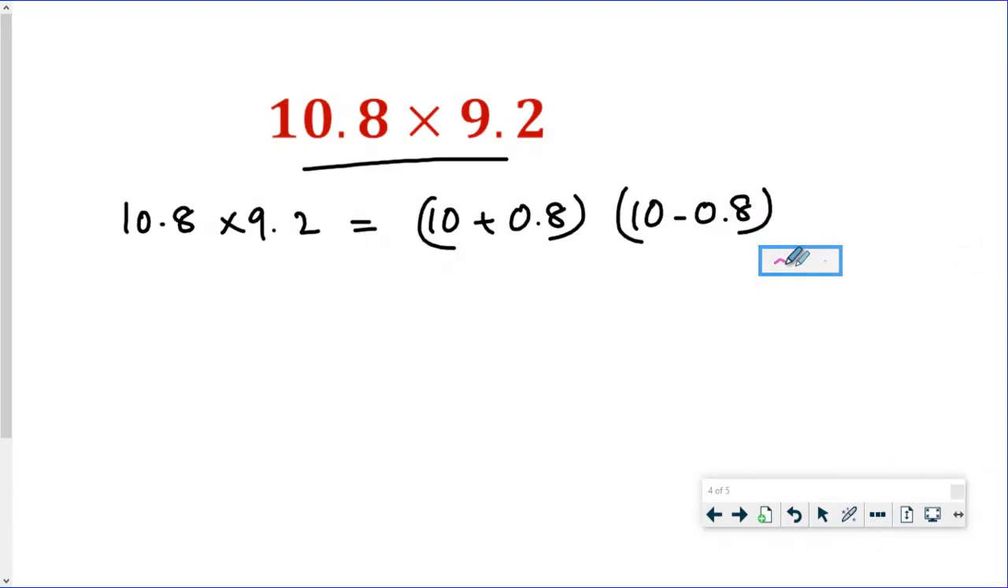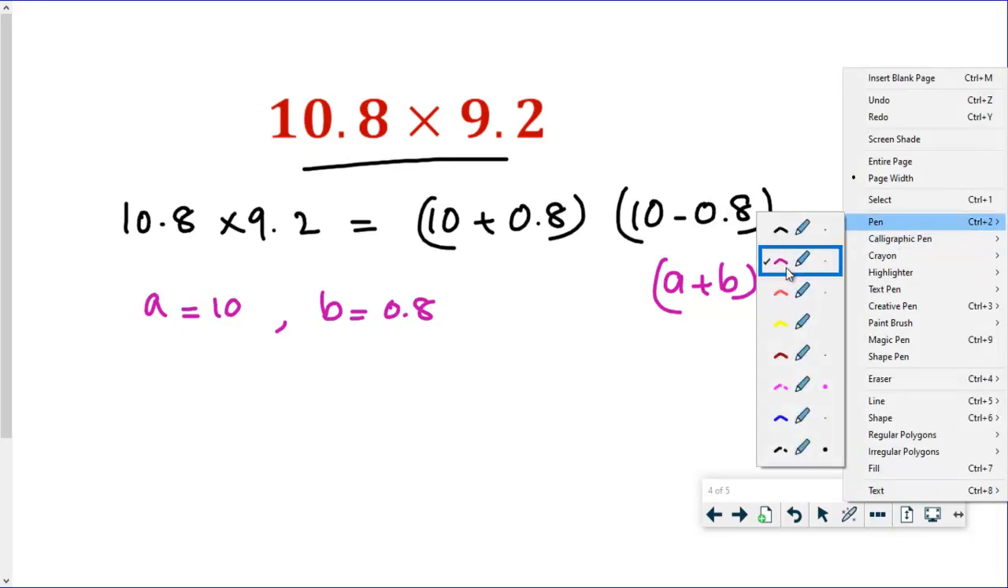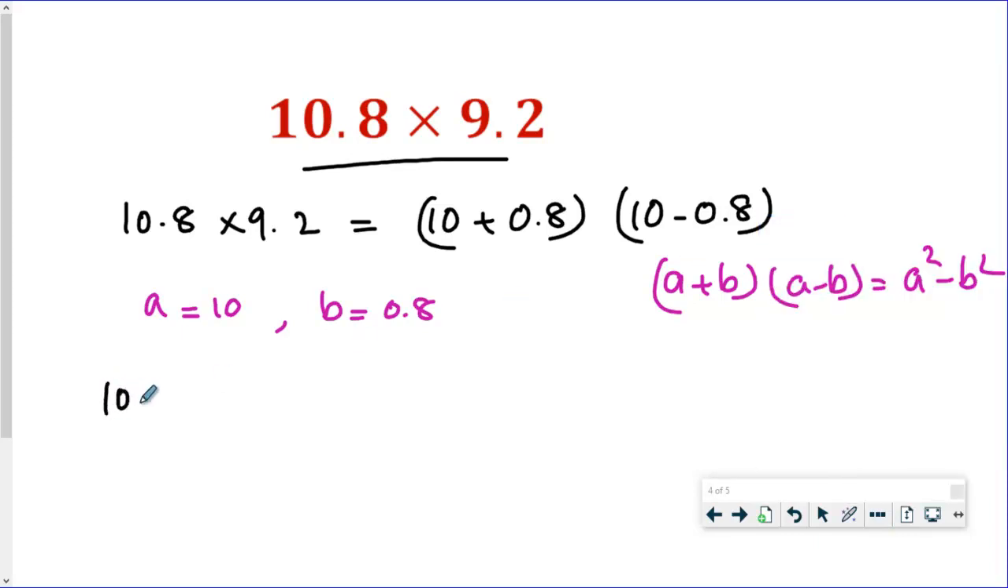So now we can use the identity. The identity is again (a plus b) into (a minus b), that is a square minus b square. Here the value of a is equal to 10 and the value of b is equal to 0.8. So now we can solve this one. Now 10.8 into 9.2 is equal to a square, that is 10 square, minus b square, that is 0.8 square.